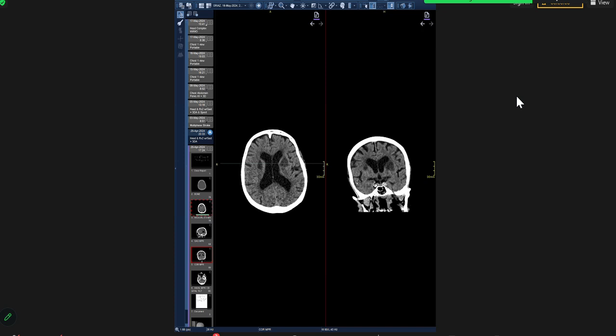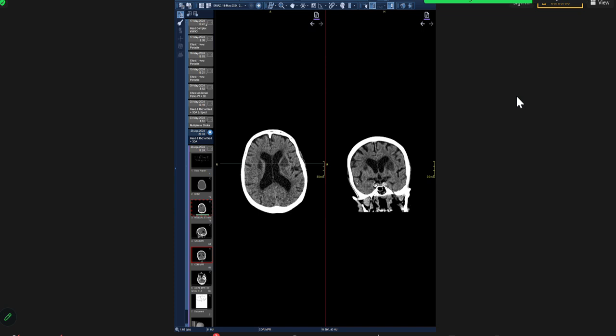I would ignore the ventricles for now. Okay. Ma'am, may I know the history of the patient? The patient came with altered loss of consciousness. She's a 55-year-old female.